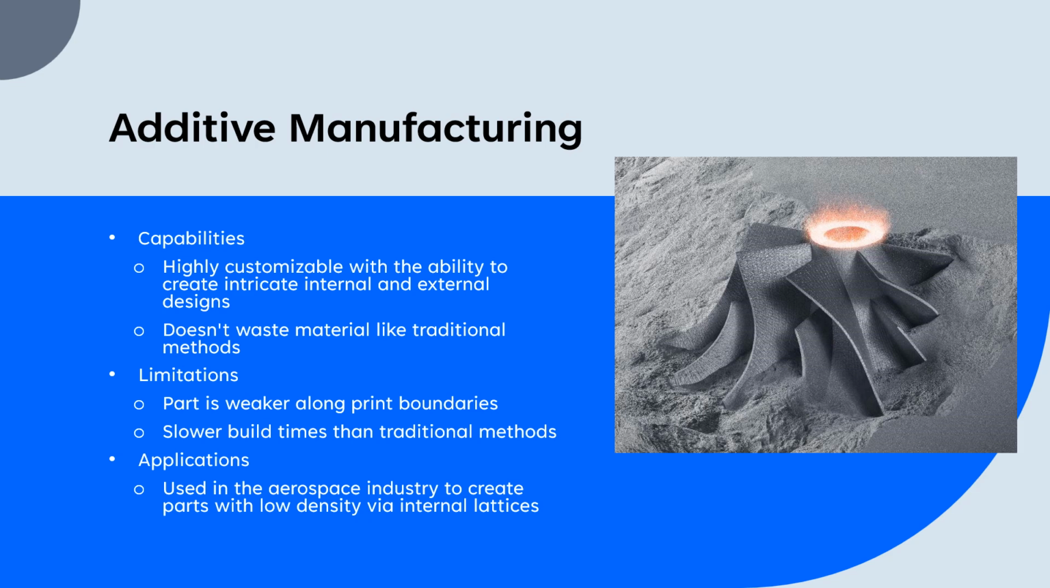However, because of the way this filament is printed, the part is usually weaker along where these print boundaries are. And it's also slower to build than, say, traditional manufacturing techniques. While the whole process might be faster, the actual build time is much slower. So there are companies like Boeing, General Electric, General Motors that are using this process to create some of their parts.